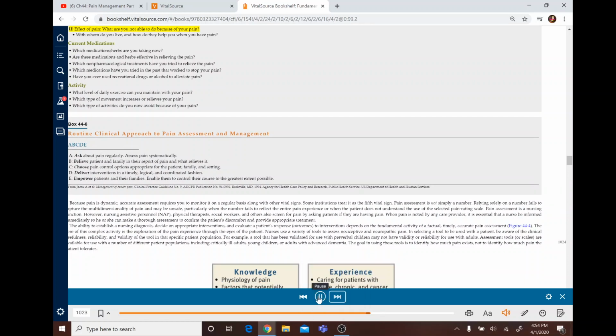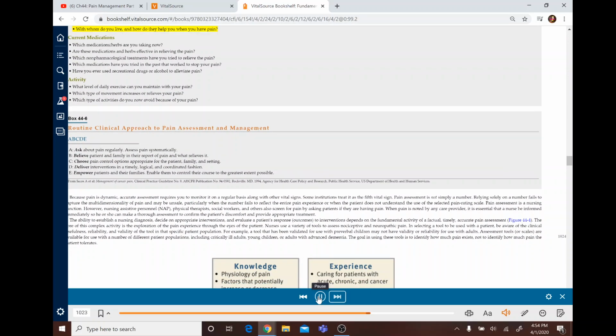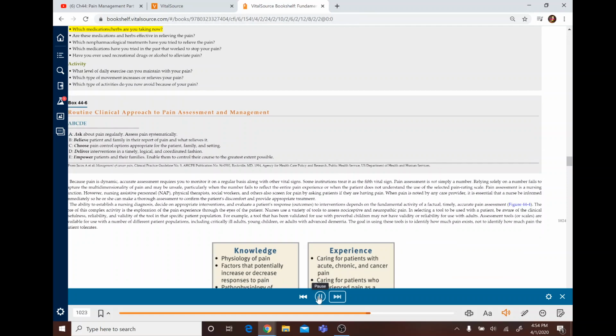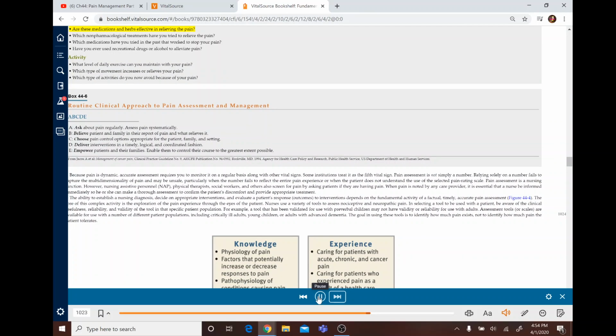Effect of pain: what are you not able to do because of your pain? With whom do you live, and how do they help you when you have pain? Current medications: which medications or herbs are you taking now? Are these medications and herbs effective in relieving the pain?